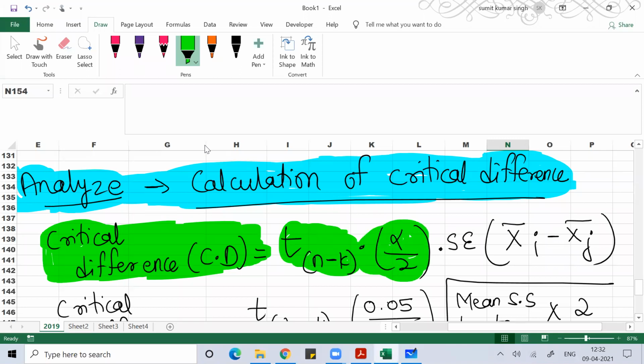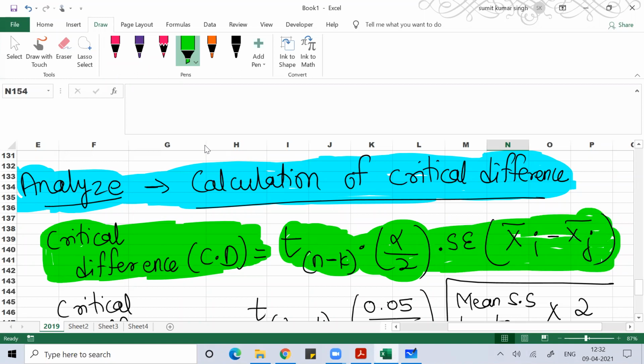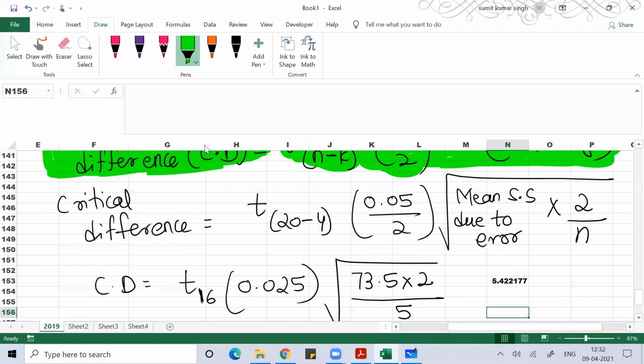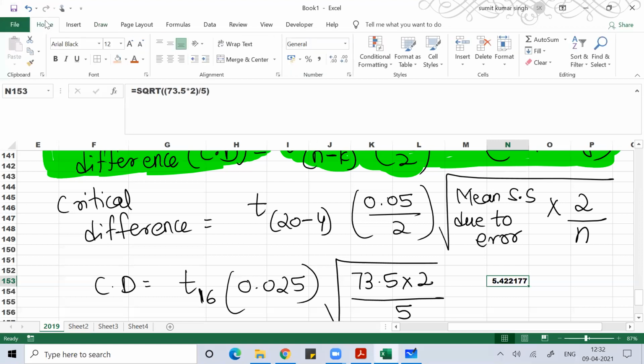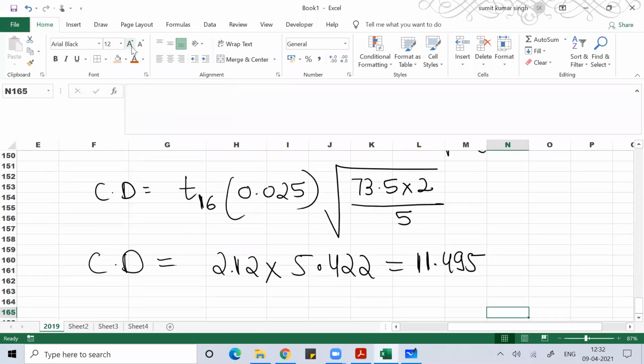What is alpha? Alpha is your level of significance, and we multiply this with the standard error of the errors. So the standard error we find is of the within sample sum of square. That formula we use here, and when you do this calculation, that will give us this value. So this is your critical difference. Clear, everyone? Anyone have any doubt?